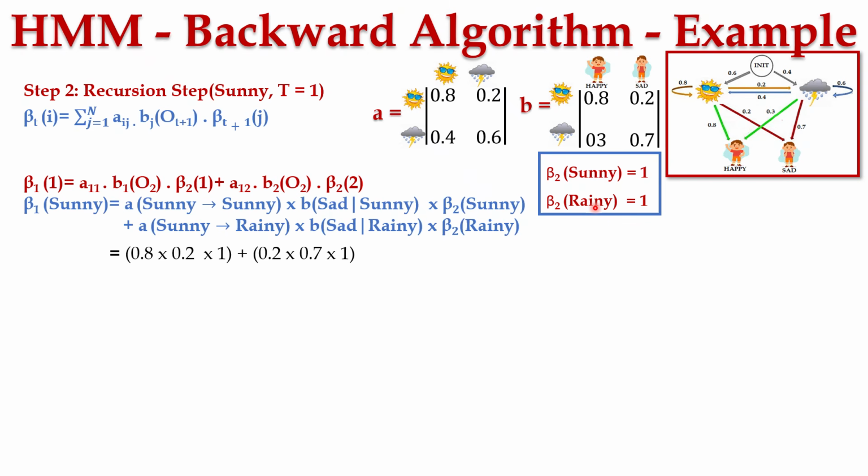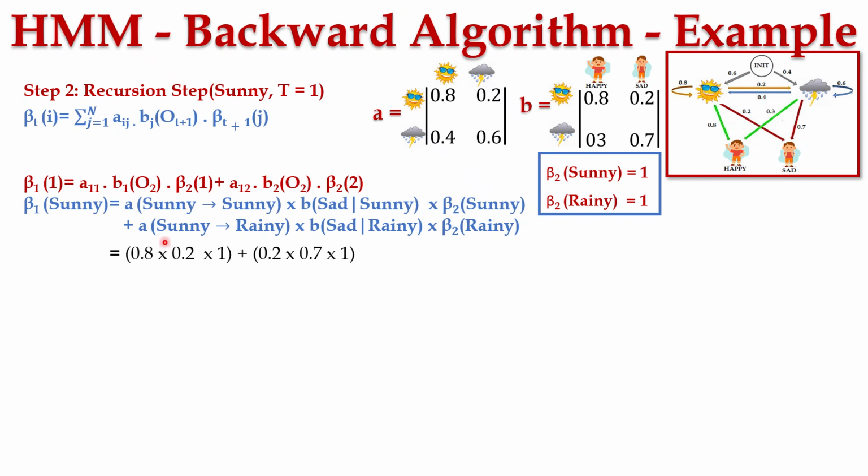Now we can substitute the values. The transition probability from sunny to sunny, the value is 0.8. The emission probability B of sad given sunny is 0.2, and beta 2 of 1, that is the second backward variable for the state sunny, is 1.